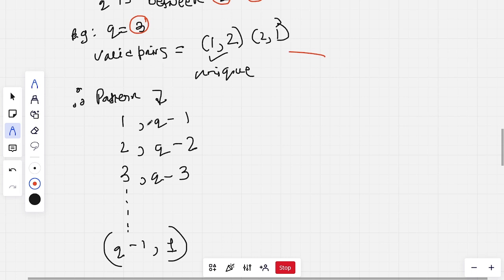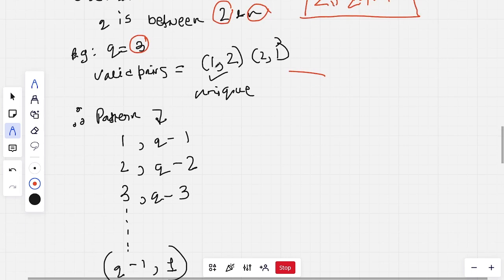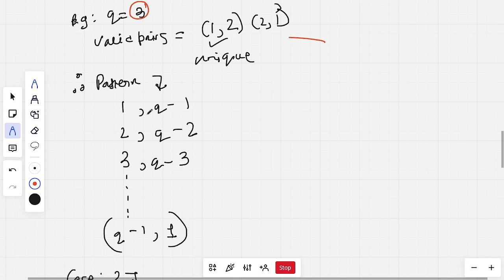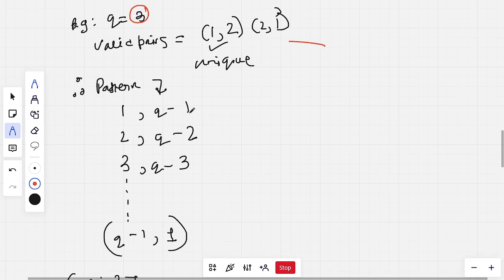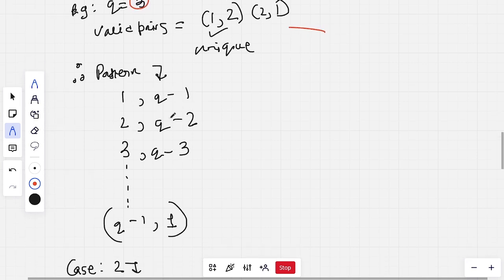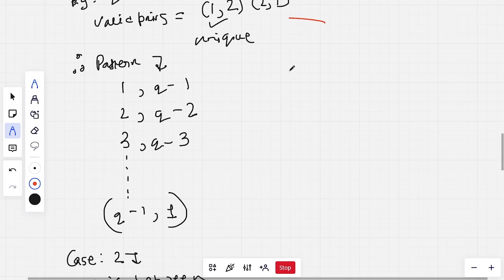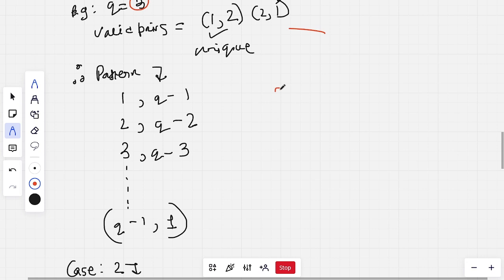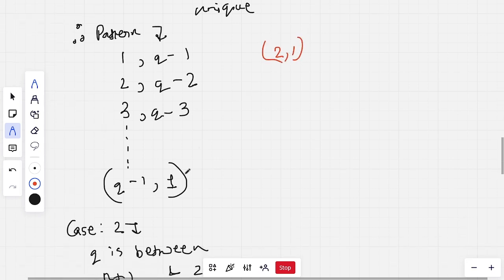Now we can generate a pattern. If you see 1, it becomes first 1, then again q is 3 minus 2, so it is 1, 2. Then suppose you are going to 2, so it is 3 minus 2, it is 1. So say for example I'm taking q equals to 3. What can be the pattern which I can generate? So the pattern is q minus 1, 1. So the pattern is 2, 1. How am I getting this? By this formula.